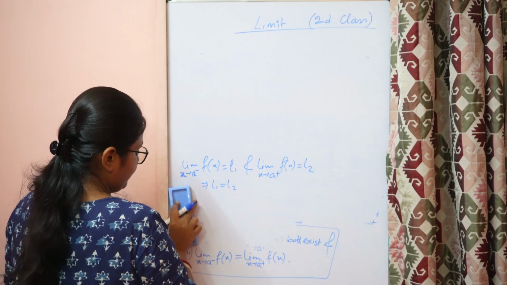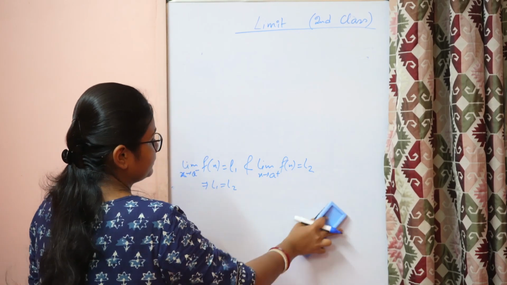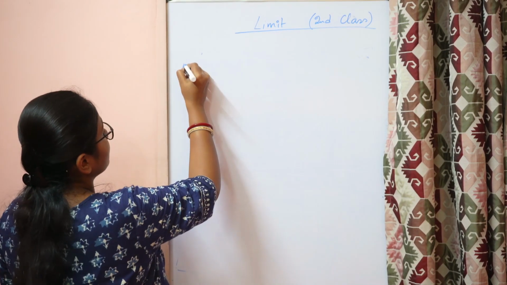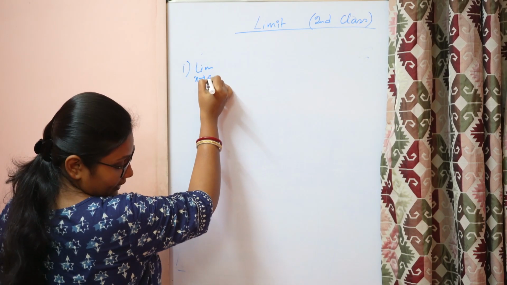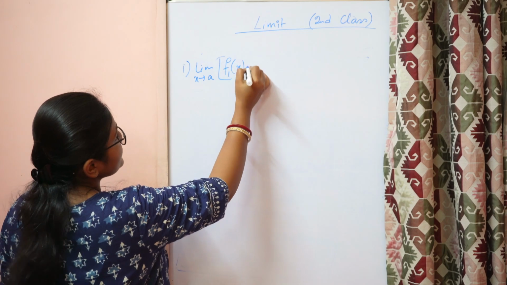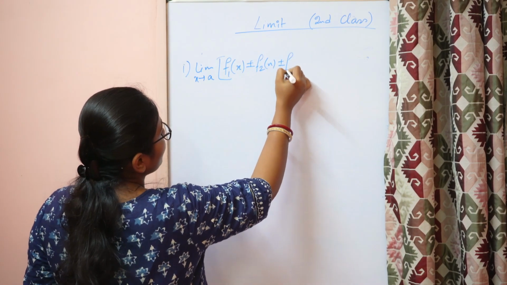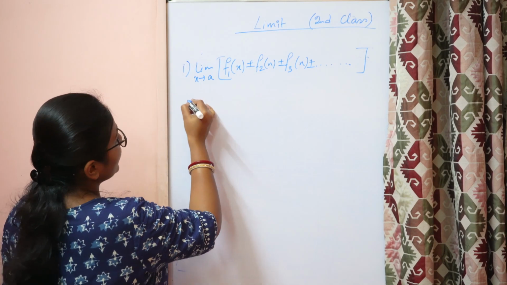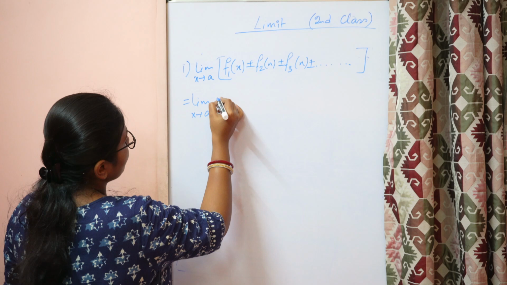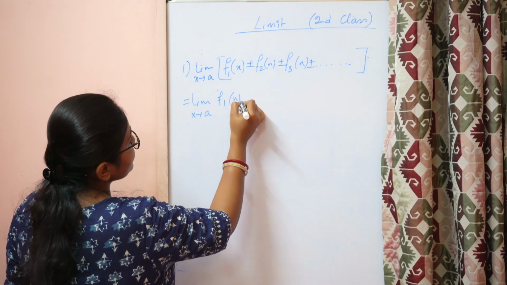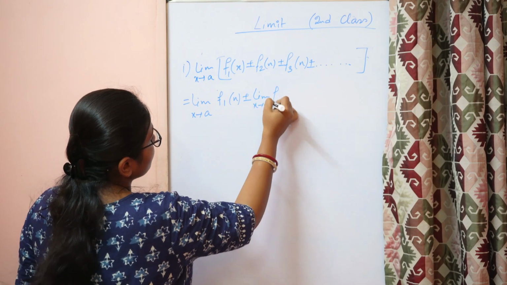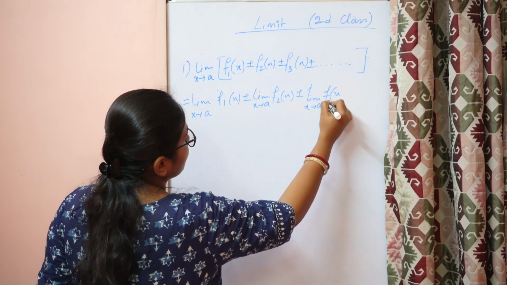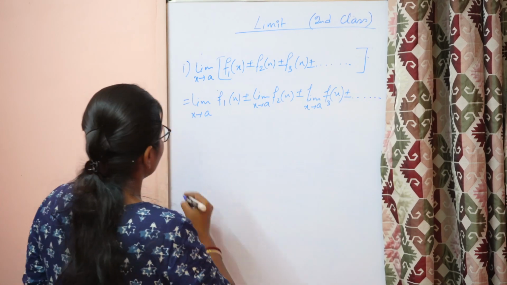So I am erasing this. Now note down some properties. So the properties are, first one, limit x tends to a of f1(x) plus or minus f2(x) plus or minus f3(x) continuation, that should be equal to limit x tends to a f1(x) plus or minus limit x tends to a f2(x) plus or minus limit x tends to a f3(x) continuation. This is the first property.